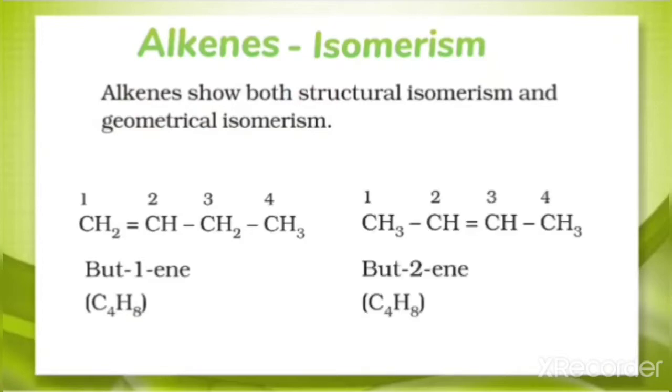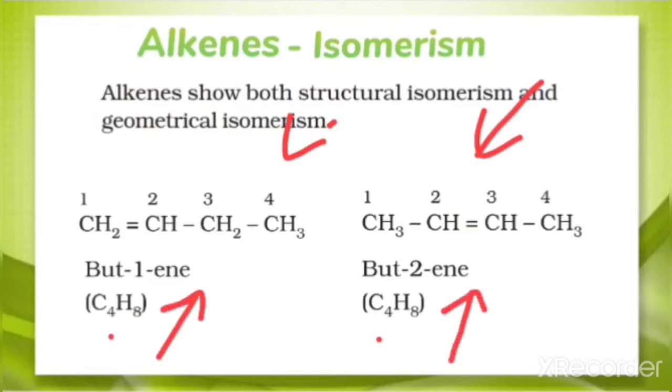Now let us make one possibility here. Just change the position of the double bond. Now when we make the double bond between the second and third carbon, its name changes to but-2-ene. Look at both structures carefully. They have the same number of carbons and the same number of hydrogens, that is C4H8. That means these two are isomers. Because the position of the double bond is different, its name is different: this one is but-1-ene and this one is but-2-ene.